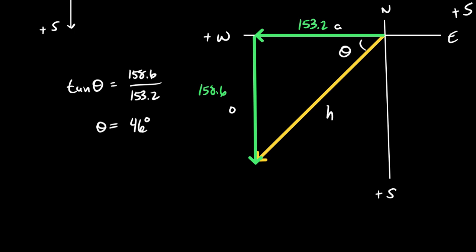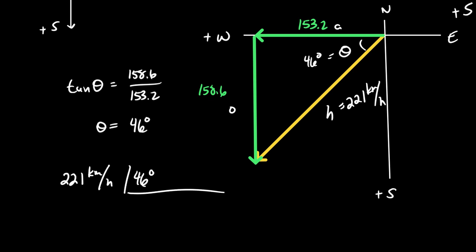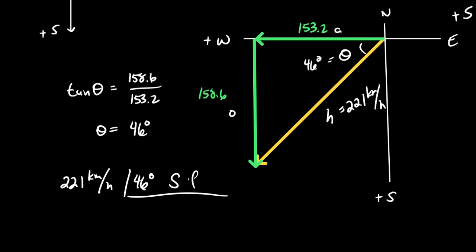Not quite done. I'm probably just going to use the Pythagorean theorem because it is pretty easy at this point. I get 221 kilometers per hour, 46 degrees. Not quite done. I should say that the ground speed is 221 kilometers per hour at an angle of 46 degrees south of west.